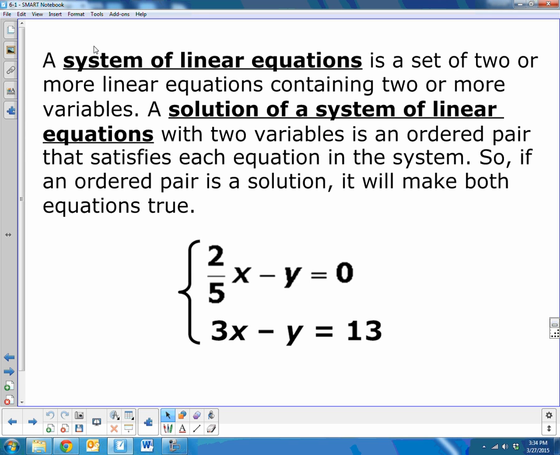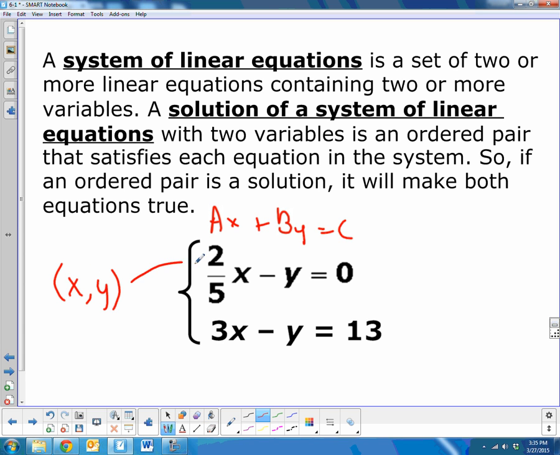So a system of linear equations looks like this on the bottom here. That's a system of linear equations. It's 2 linear equations, ax plus by equals c. 2 linear equations, and it's a system. What that means is there is one solution to both of these equations that's going to give us an x and a y that will work in this equation.